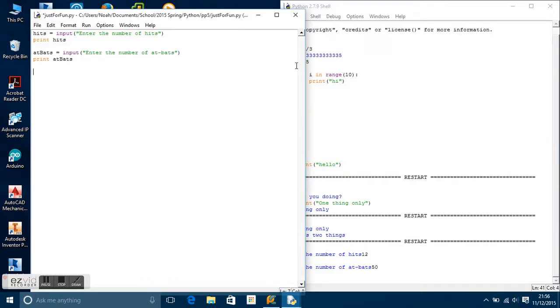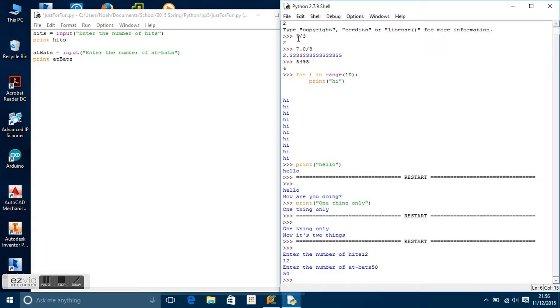Back when I did 7 divided by 3, it gave us 2. Why did it give us 2? 7 divided by 3 is not 2, as we see down here, it's actually 2 1/3. Well, computers are lazy, they're like people. They're not going to do things they don't have to do. If you give them 2 integer numbers, they're going to assume that the answer is an integer.